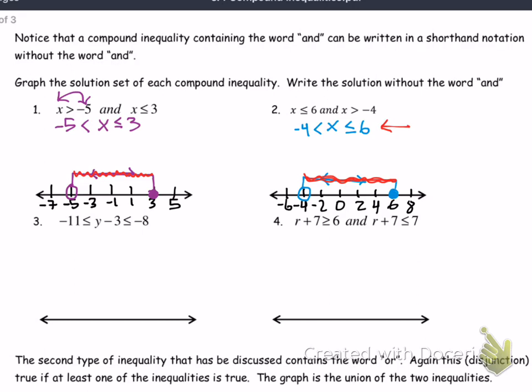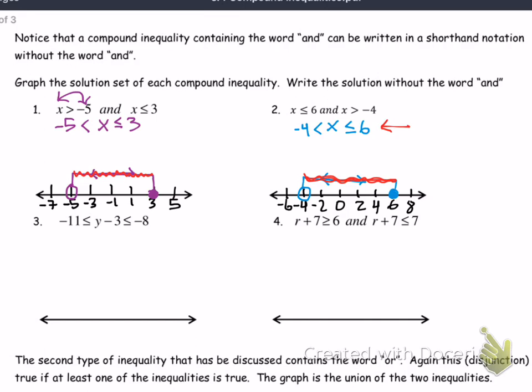If you graph those separately, you will realize that they intersect somewhere in the middle, just like how it does below. If you still need some practice, why don't you pause or rewind the video and maybe rewatch some of the examples that were done before. Otherwise, let's jump to number 3.